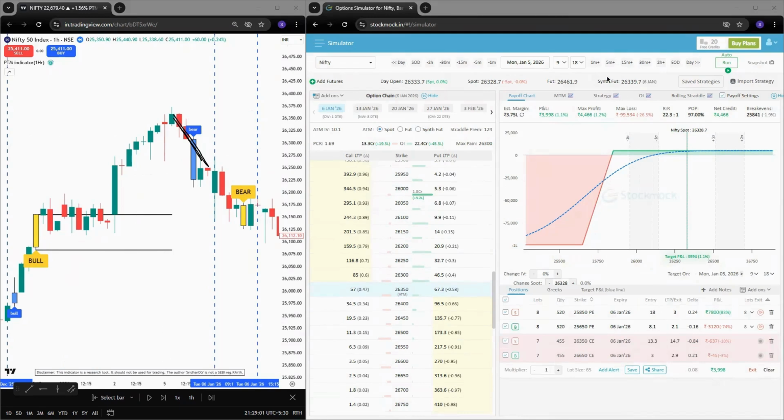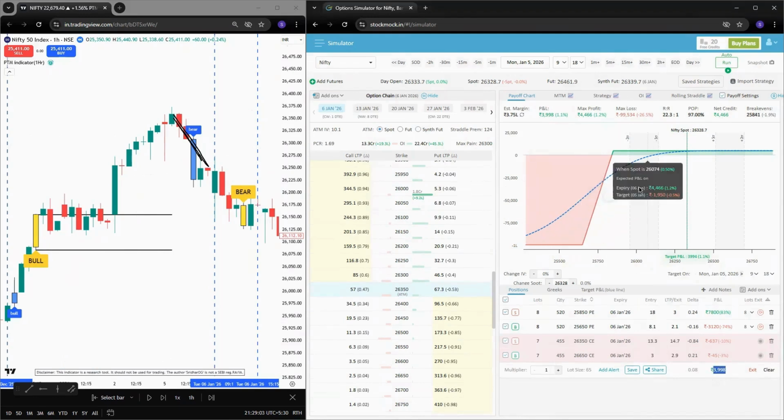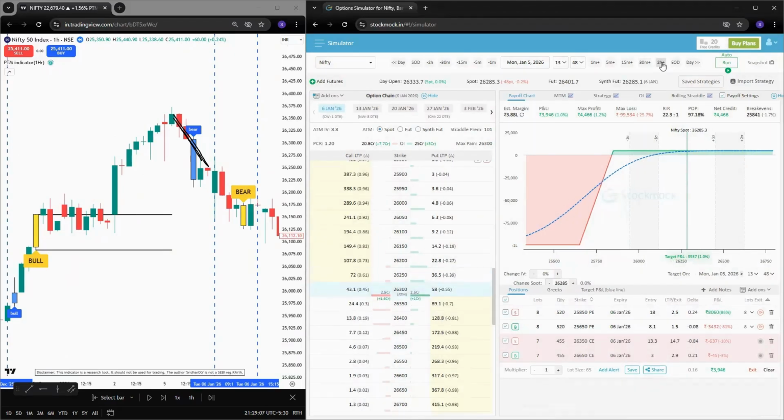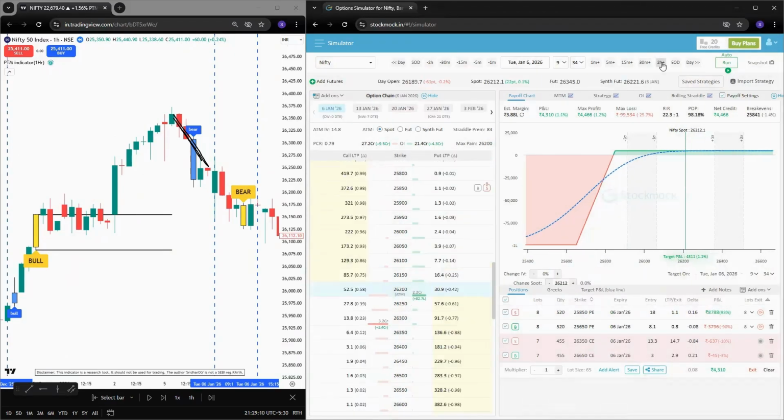Market takes a fall. Let us see what happens to our profit. Let me increase the time towards Monday 1:30. We are at 3,900 profit. Now we have started the next day, Tuesday, at nearly the morning first candle, 9:30.